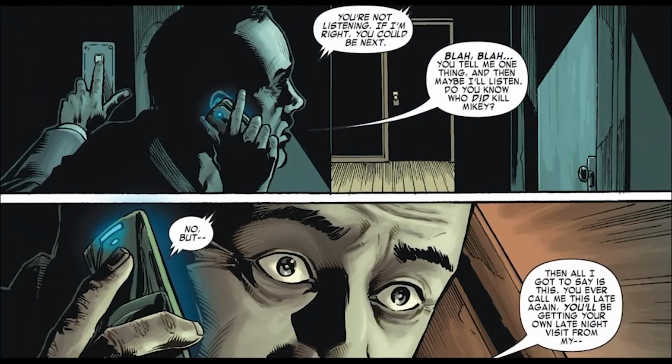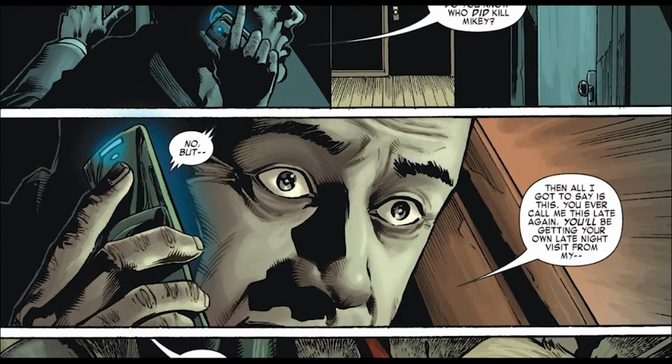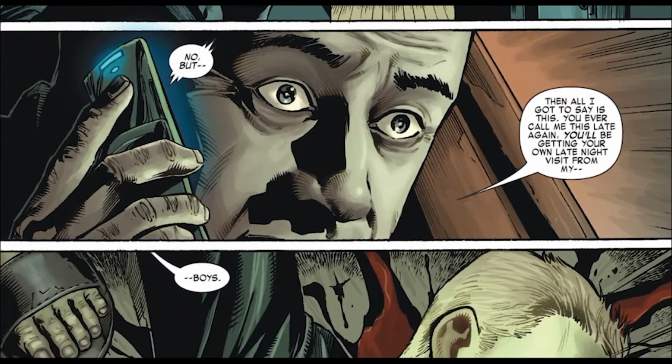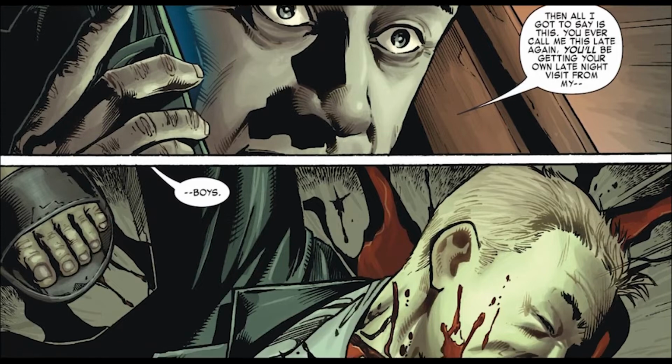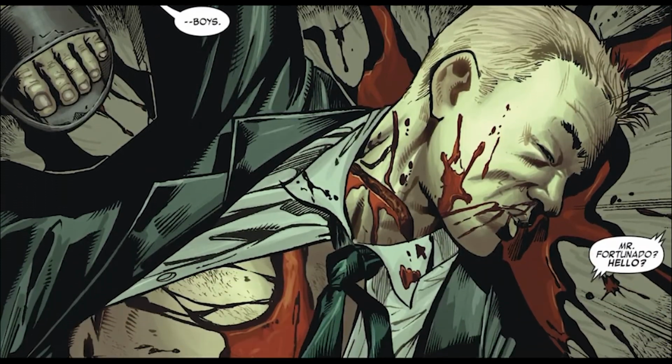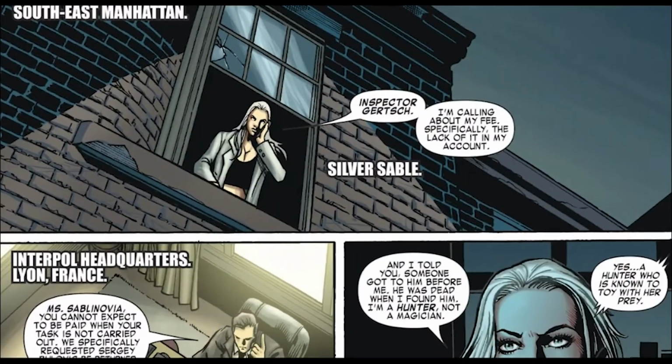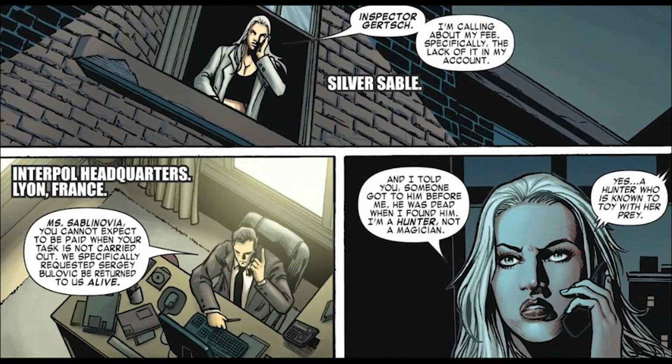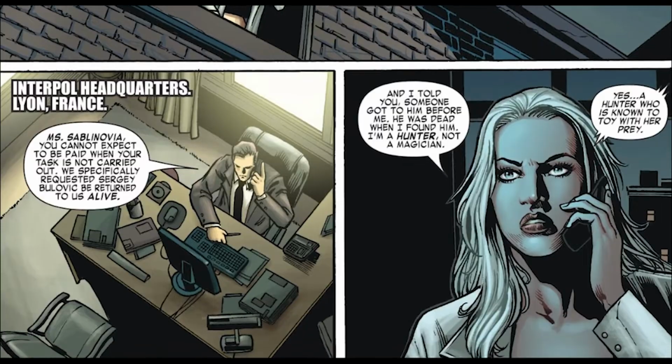So now it is just him. But that is when he learns that the hand is there. Of course, they're about to kill him because it seems that maybe Bobby is the one who is framing the hand. Now, Silver Sable calls to the person from Interpol who hired her to bring in her target, Sergey.